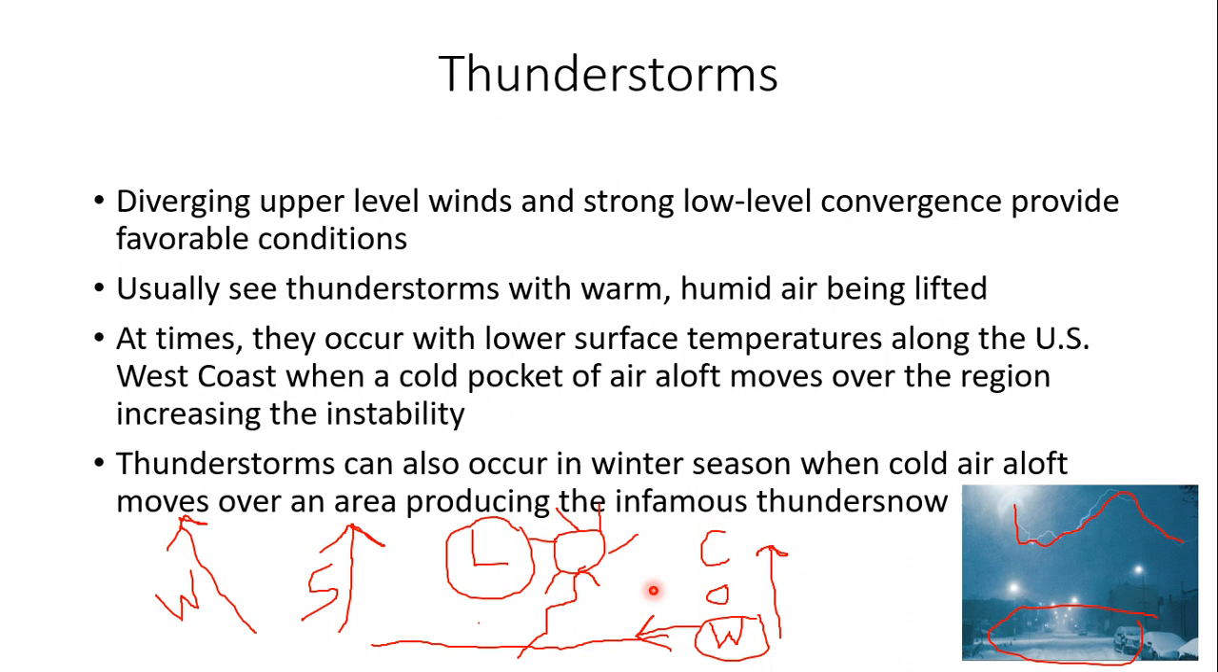We get very showery lightning and thunder, showery precip, and sometimes you can actually get small hail associated with these cold upper lows as they move into Southern California in the winter season.